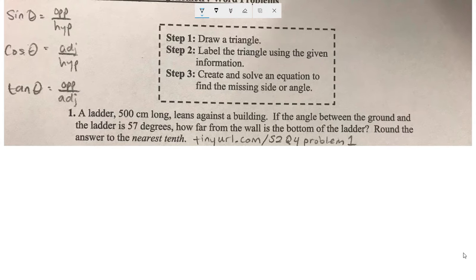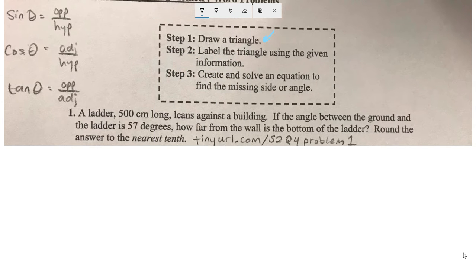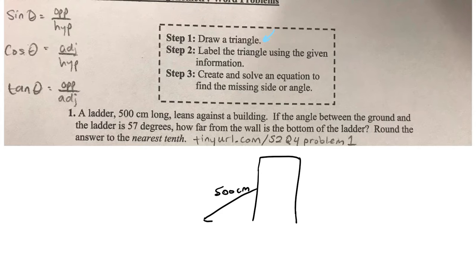So step one, we're going to draw. We have a building, and we have a ladder leaning on the building that's 500 centimeters long. The angle that it's leaning at between the ladder and the ground is 57 degrees.